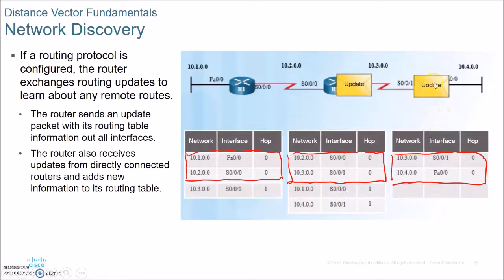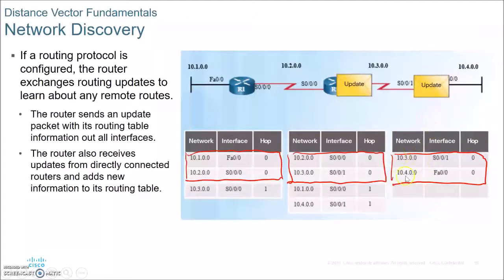Now the same thing will happen between R2 and R3. R3 will also send a routing update of these two routes to R2. R2 will compare: 10.3, I have; 10.4, I don't have. So I'll add 10.4 to my routing table, and it will be via my serial 0/1 interface going to R3.